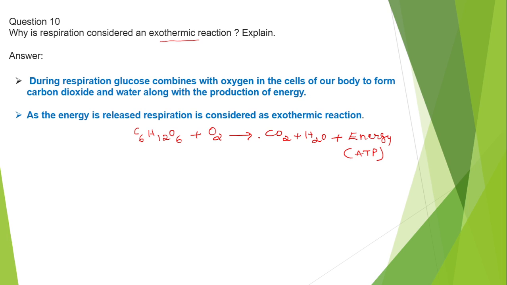Let us balance this. 6 CO2. Now here how many oxygen molecules do we have to take? Let us take 6 oxygen. 6 twos are 12, 12 plus 6 is 18. Here 12 oxygen and here also we need to write 6. Then oxygen will be balanced. Now what about hydrogen? There are 12 hydrogen atoms on the product side and on the reactant side also 12 hydrogen atoms. So it is balanced now. As the energy is released, the respiration is considered as an exothermic reaction.